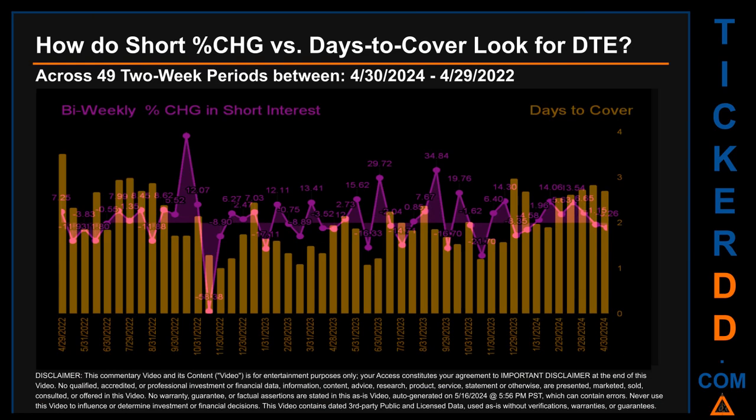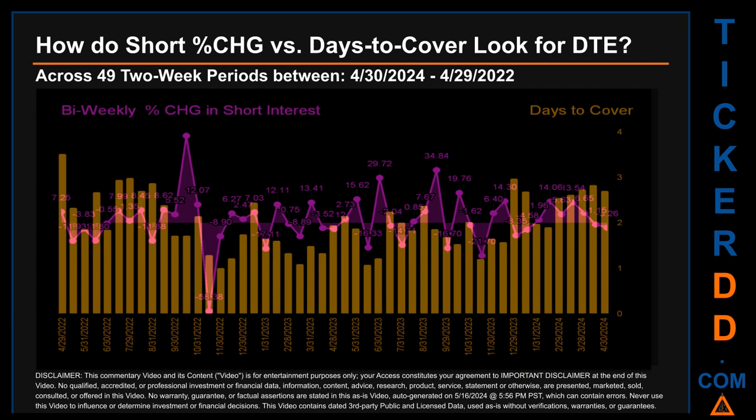Zooming out, I looked across 49 2-week snapshots, from latest found, April 30, 2024 to oldest found, April 29, 2022. In the graph, I overlaid bi-weekly percentage change in short interests against days to cover. Across these 49 two-week snapshots, the average percentage change of short interest was about 1.87%.